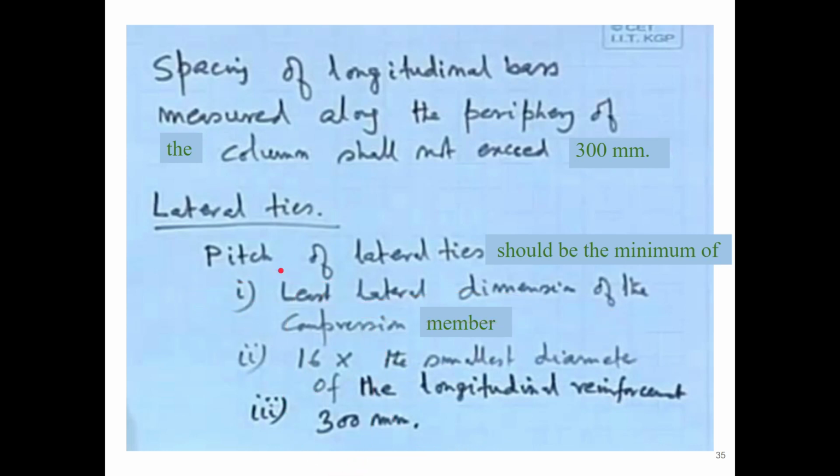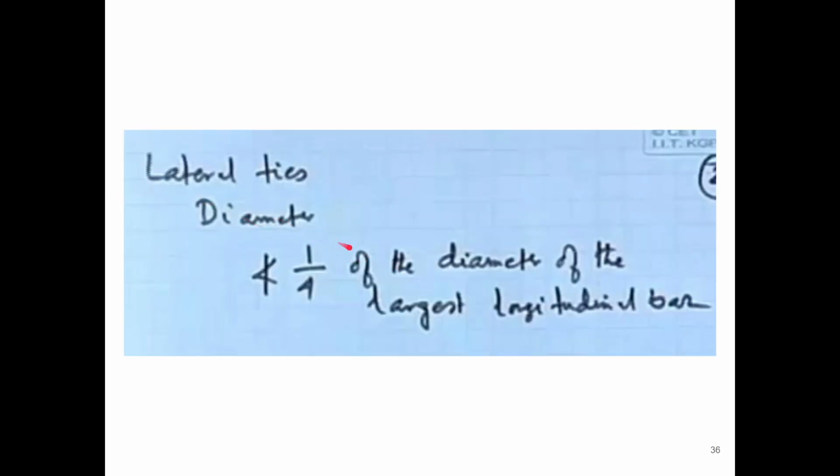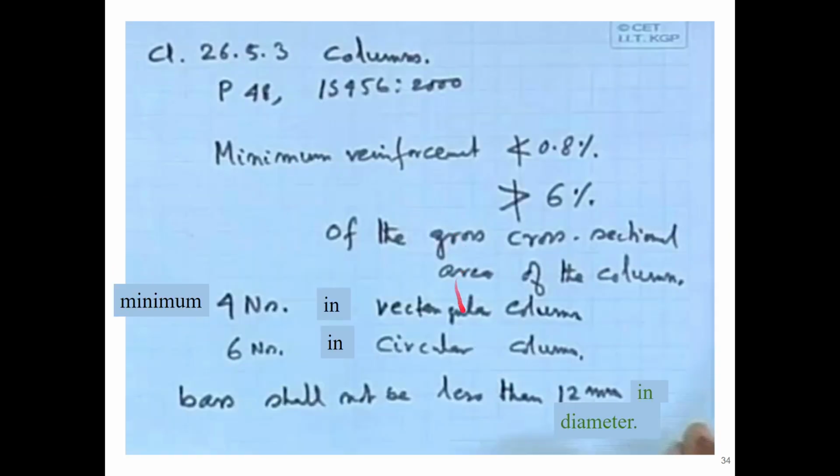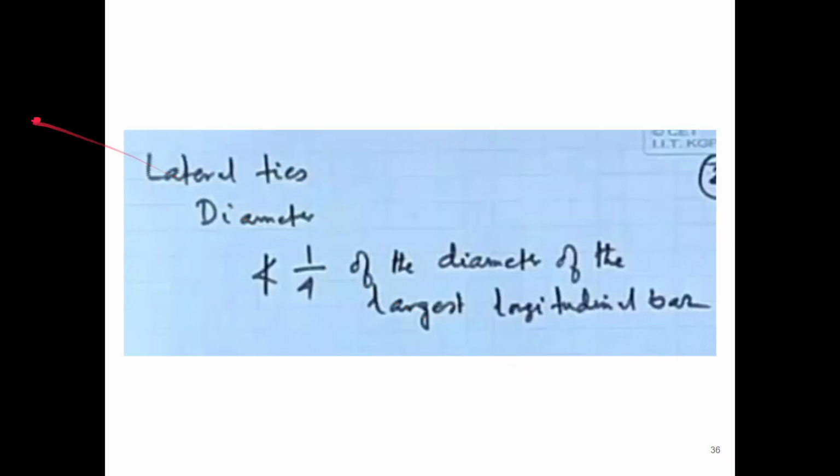That should be the pitch. Okay, so the spacing of the lateral ties, and the size of the ties. That should not be less than 1/4 of the diameter of the largest longitudinal bar. Say for example in this case, the longitudinal bars are 12. So if 12 mm bars are used, then the lateral ties should not be less than 1/4 of 12.